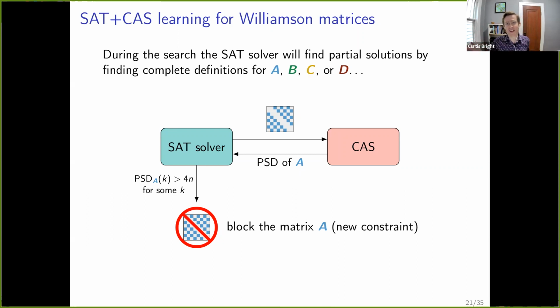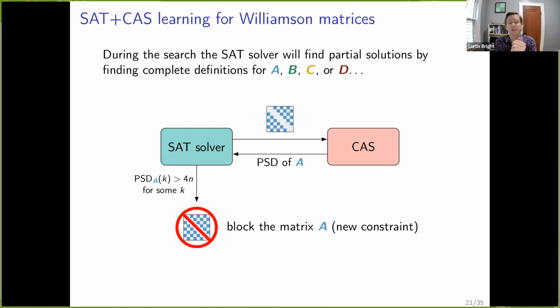And normally this is the case. The matrix can be proven at this point to not be a Williamson matrix. And so here's the cool part. You add that as a new constraint to your problem. Like I said, SAT solvers are great at dealing with messy constraints. You just give them constraints, and they're going to know what to do with them to speed up the search. So every time we've proven this theorem that A cannot be a Williamson matrix, we add that as a constraint.